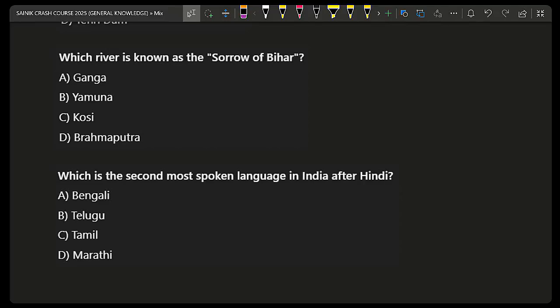Time up. Two students gave wrong answer Marathi, and the majority of the class, 10 students, said it is Telugu. Telugu is not the correct answer. 9 students gave the correct answer. It is Bengali. Bengali is the second most spoken language in India after Hindi.